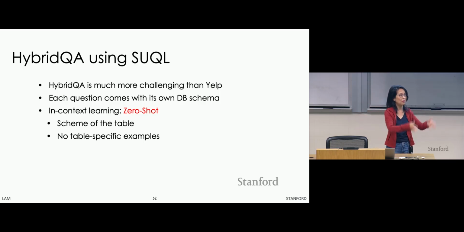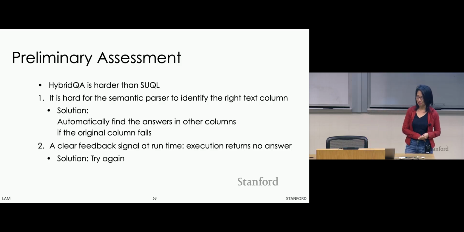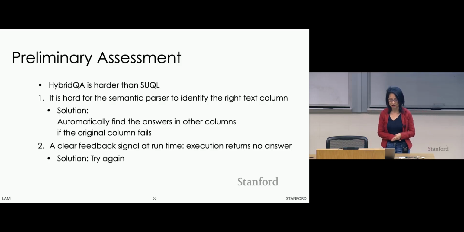It is not the table that it is being asked to handle. Okay, so that's why we call it zero shot for that particular question that you're asking. So in our preliminary assessment, we discovered that hybrid QA is definitely harder than SUQL. It is hard for the semantic parser to identify the right text column. We learned that also from Yelp.